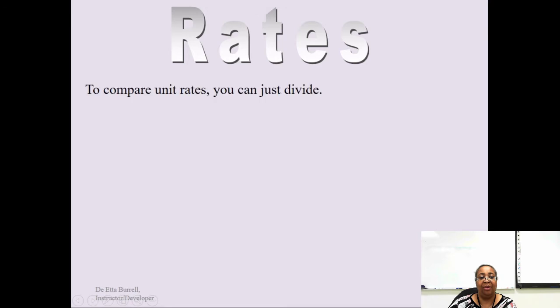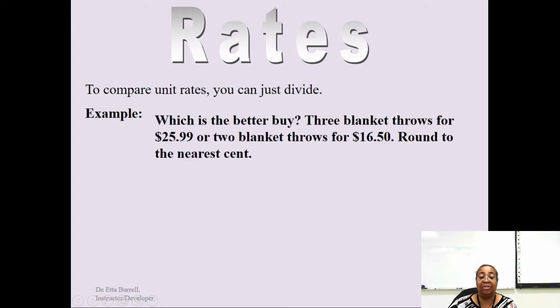So rates, to compare unit rates, you can just divide, just like we would do if we were comparing prices in the store. So in this example, which is the best buy or the better buy? 3 blanket throws for $25.99 or 2 blanket throws for $16.50. And then once you get your division answer, you should round it to the nearest cent, which is 2 decimal places, or the hundredths place, because hundredths and cents mean the same thing.